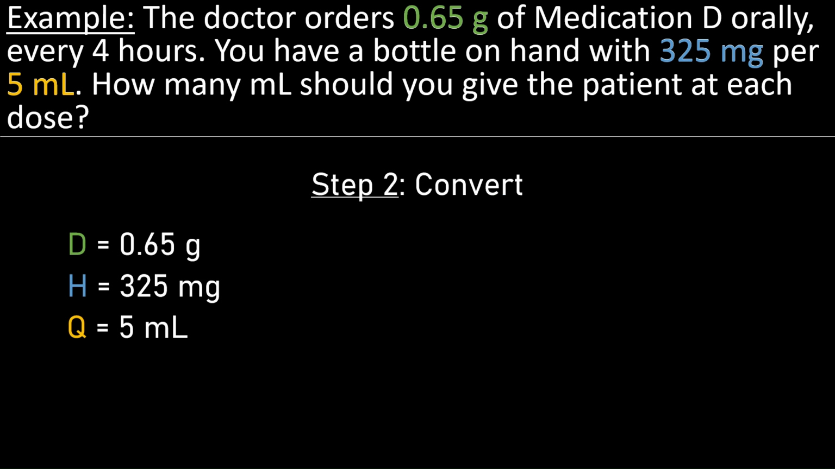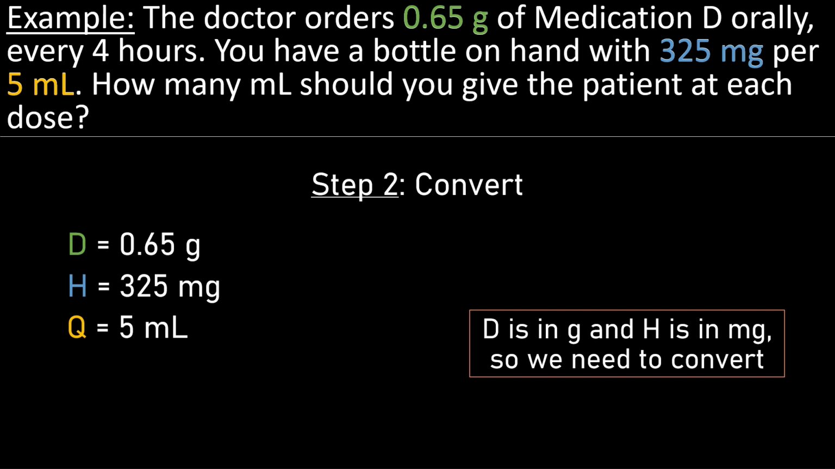Our next step is to convert D and H to the same unit. In this example, D and H are written in different units. D is in grams and H in milligrams, so we need to convert one of these so the units match. Generally, it's easier to convert larger units to smaller units, so you aren't dealing with decimals. So let's convert grams to milligrams.